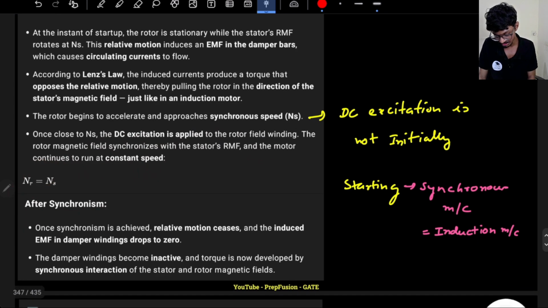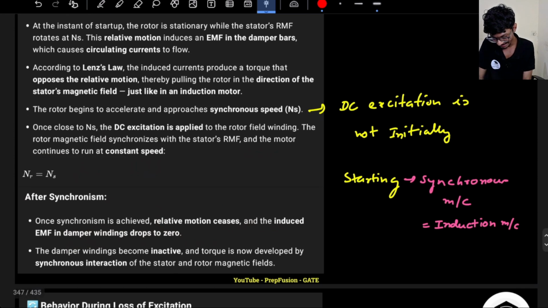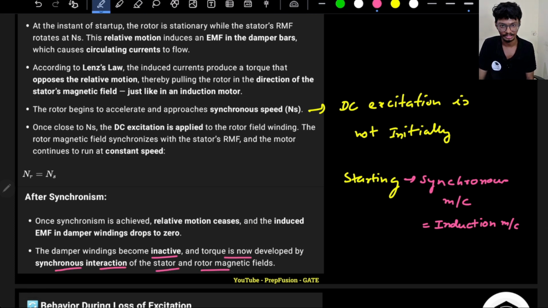After synchronism, once the synchronism is achieved, relative motion ceases and the induced emf in the damper winding drops to zero, because there is no relative motion between the rotor and the stator magnetic field. That's why the induced emf will be zero. Hence, the damper winding becomes inactive and torque is developed fully due to the synchronous interaction of the stator and the rotor magnetic field.